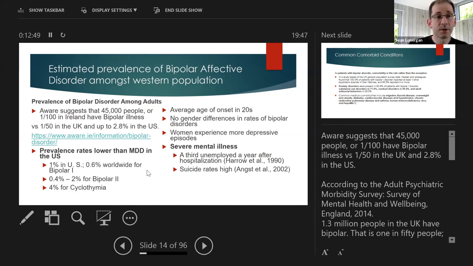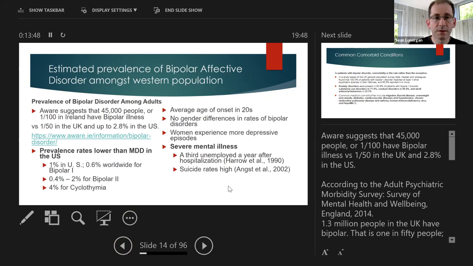But then you could break that down in terms of what particular mood disorder you're talking about within that, or type of bipolar disorder. In terms of prevalence rates, within the US, 1% or 0.6% worldwide seem to be understood to have bipolar 1. Between 0.4 and 2%, which is quite a large range, are thought to have bipolar 2. And approximately 4% are thought to potentially have cyclothymia. On average, the onset is typically around the 20s, but also later in early middle age, there's also a peak of onset or diagnosis for bipolar as well. There are no major gender differences in rates of bipolar, and women tend to experience slightly more depressive episodes, but there's not a significant gender difference typically.